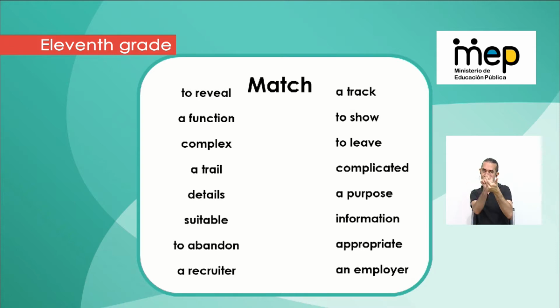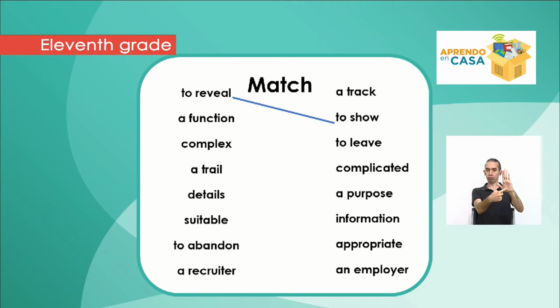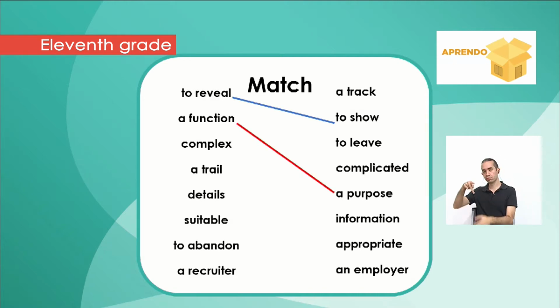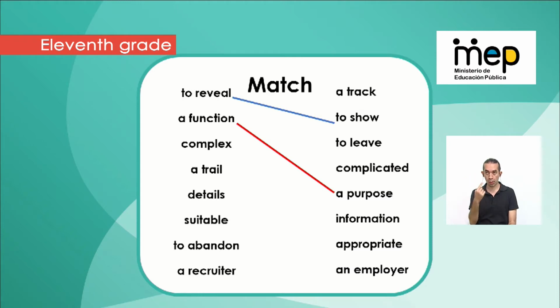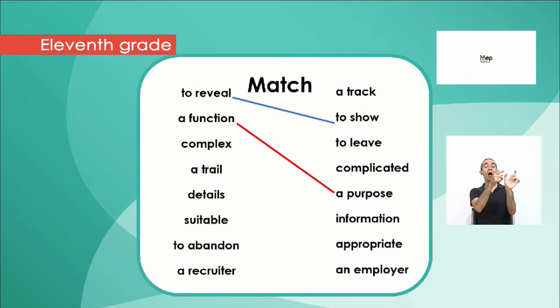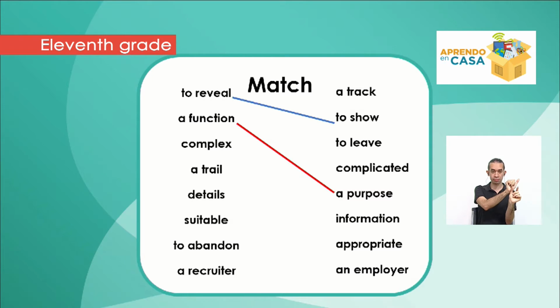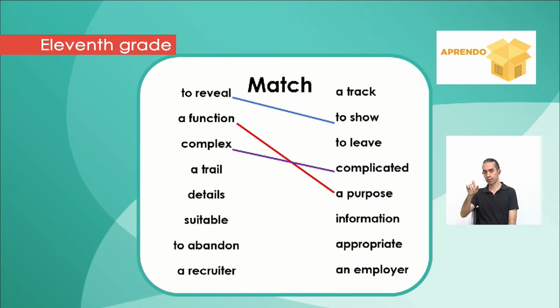So we have to reveal. It's actually to show. Now the word a function. A function is, what is it? A purpose, okay? Now look at the difference between to reveal and a function. Do you see that word at the beginning? When we see to, that means we have a verb. When we see a, that means we have a noun, okay? Now the next one, complex. It's complicated. Now complex is an adjective.